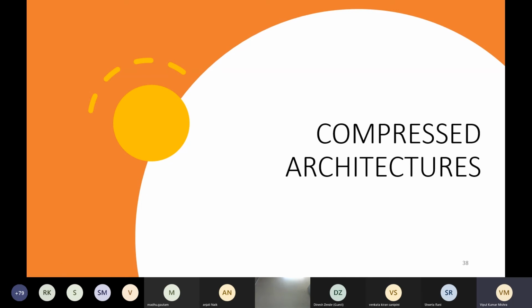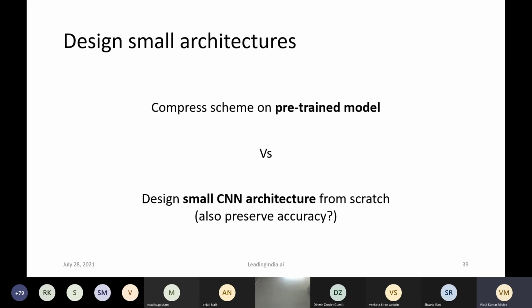Now let's see one more variety of approach, where we modify the architecture itself so that we have a lesser requirement of resources. Can we make a new architecture itself, instead of going with ResNet or VGGNet or any other well-known architecture or fully connected architecture? Can we modify the architecture itself? So let's understand that. Compression we were doing on the pre-trained model, but here we are using a new model architecture.